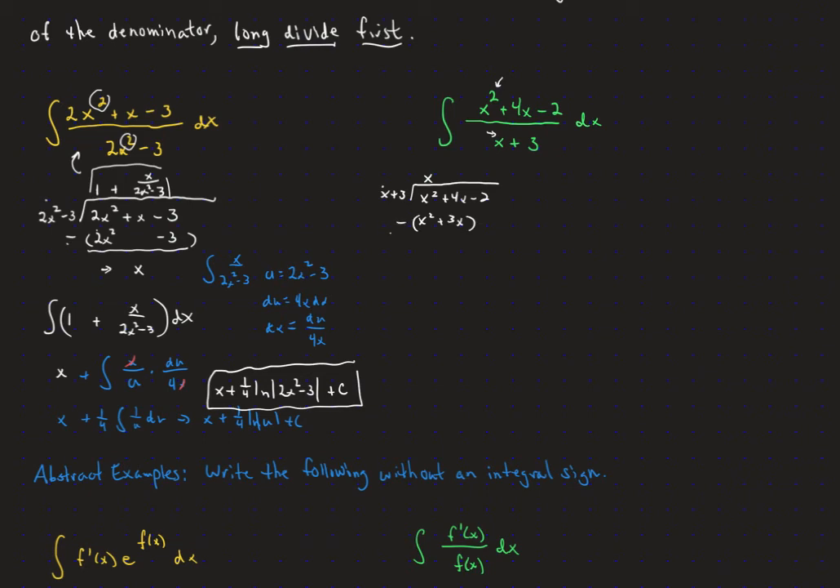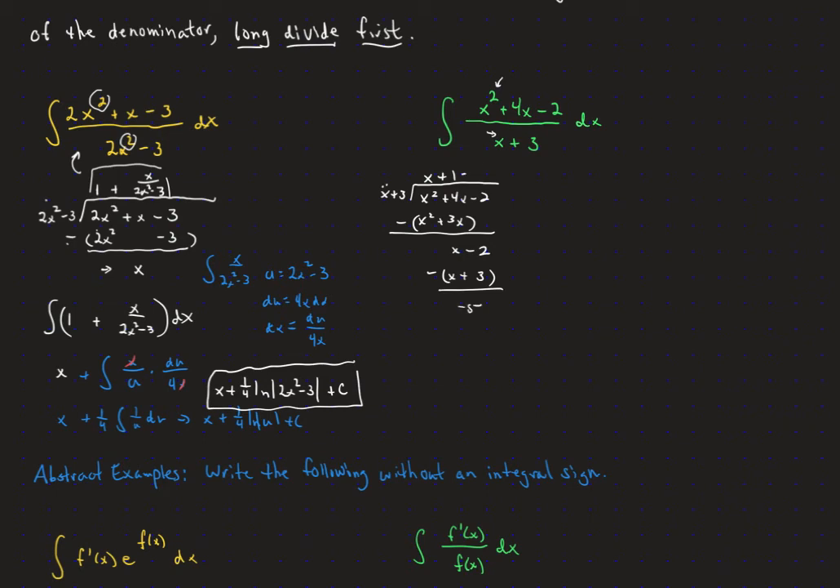We'll subtract that, and so the x squareds will drop. 4x minus the 3x will be x, and we'll bring down the minus 2. And we repeat. So what times x is x, that's going to be 1. We'll put our x plus 3 down and subtract that quantity. So the x's drop out, and negative 2 minus 3 is going to be a negative 5.